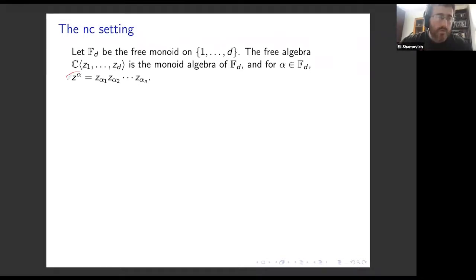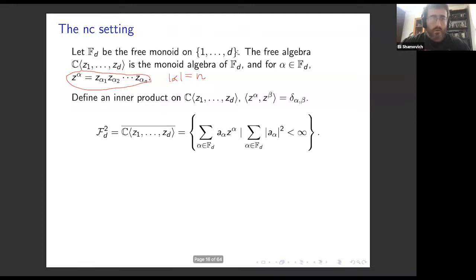Each monomial for me is an expression which is this product. Z to the alpha is just the product of whatever alpha describes. And if alpha is the empty word, this is 1. And the length of alpha in this case is just the number of letters which appear in alpha, denoted by absolute value of alpha. And just like in the classical case, we define an inner product on this free algebra, making the monomials an orthonormal basis.